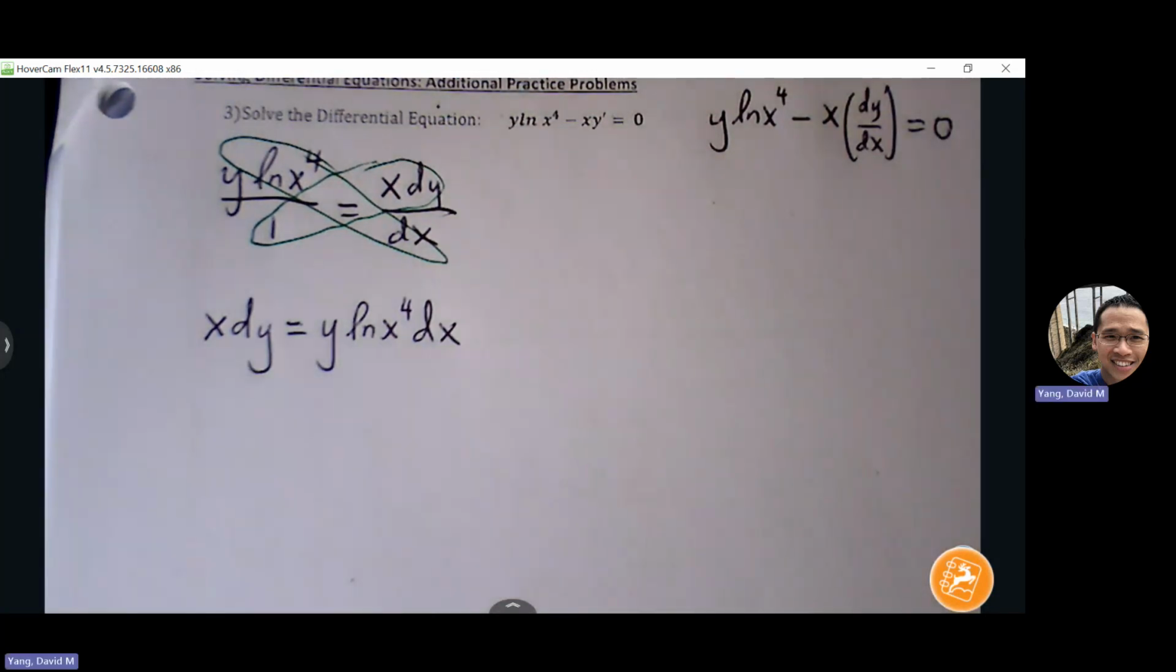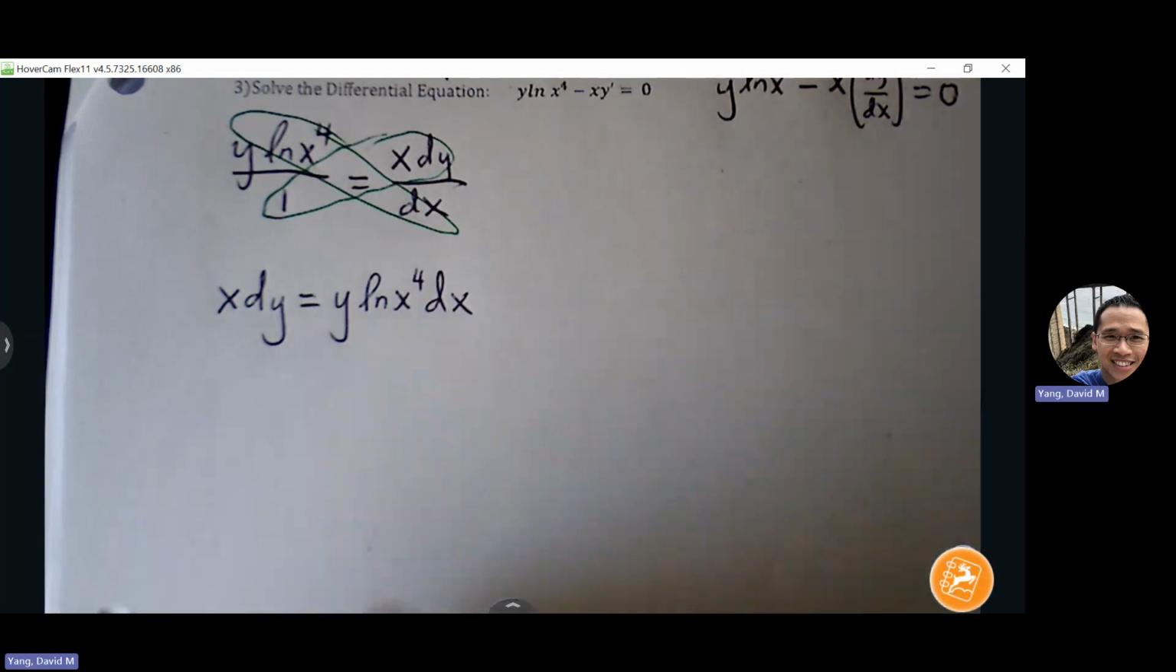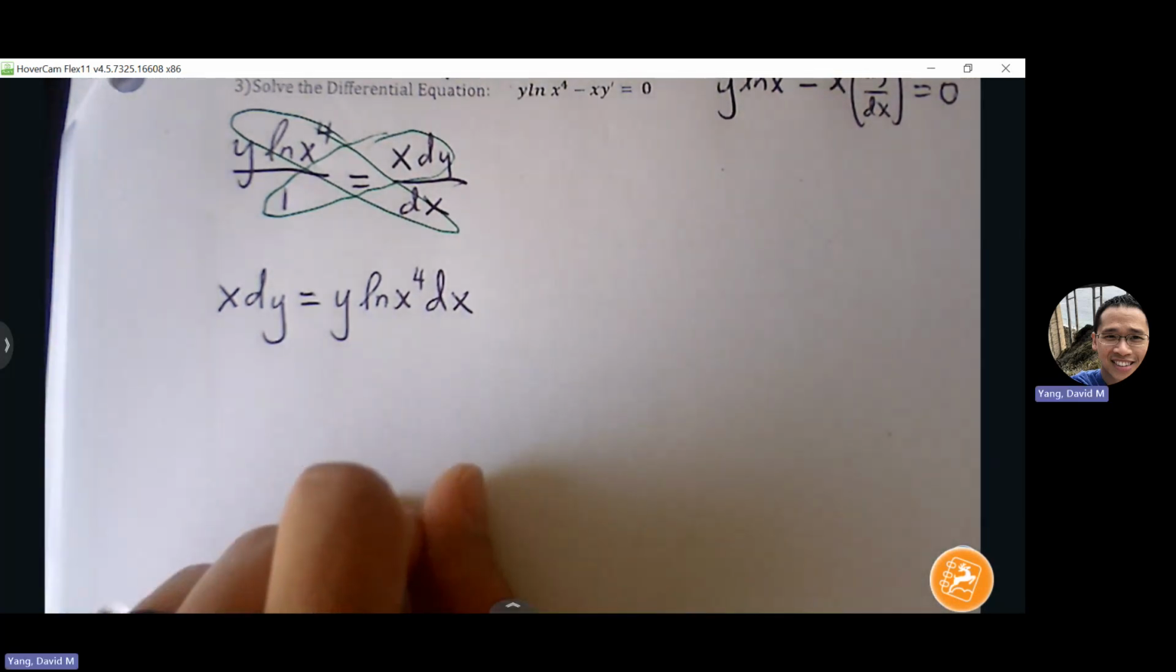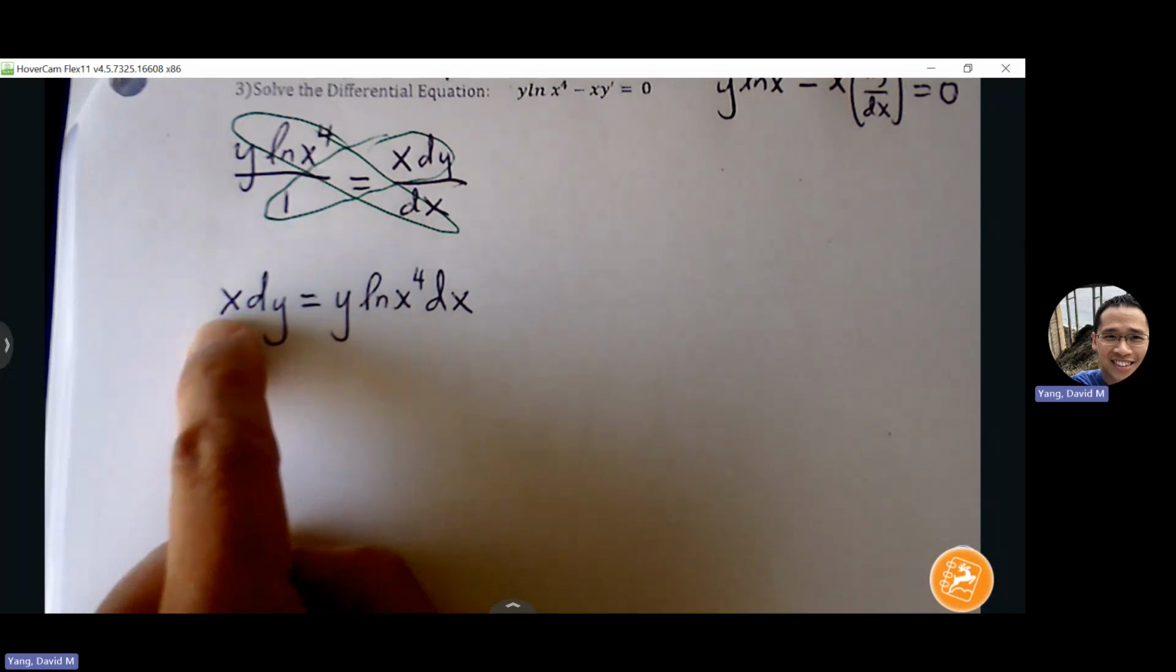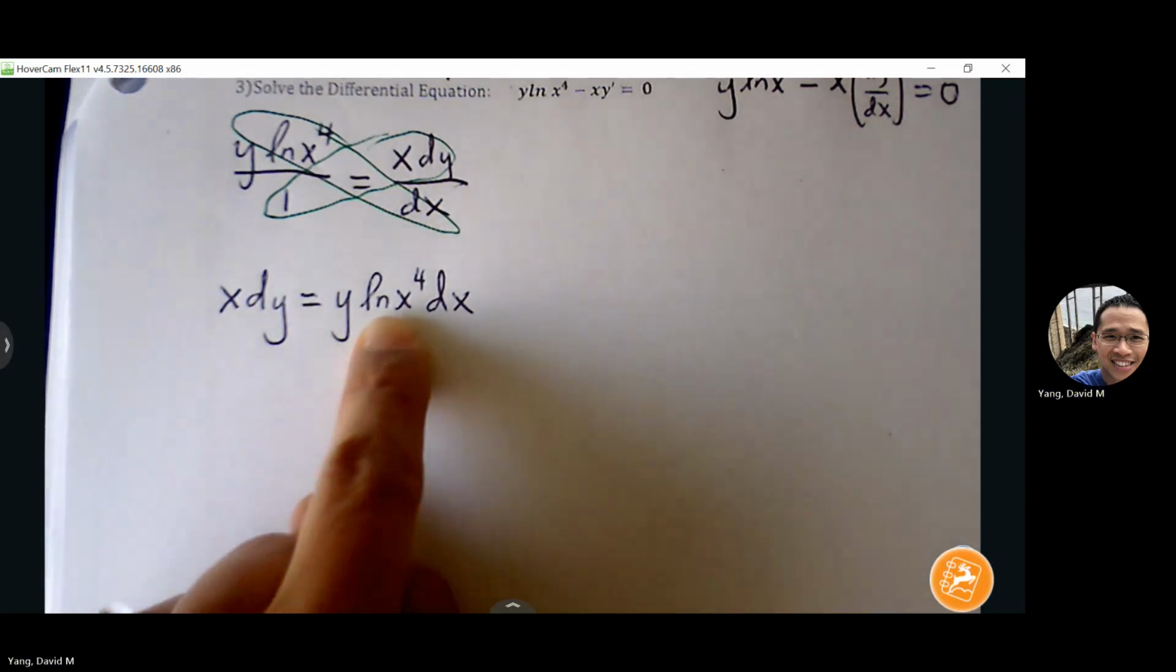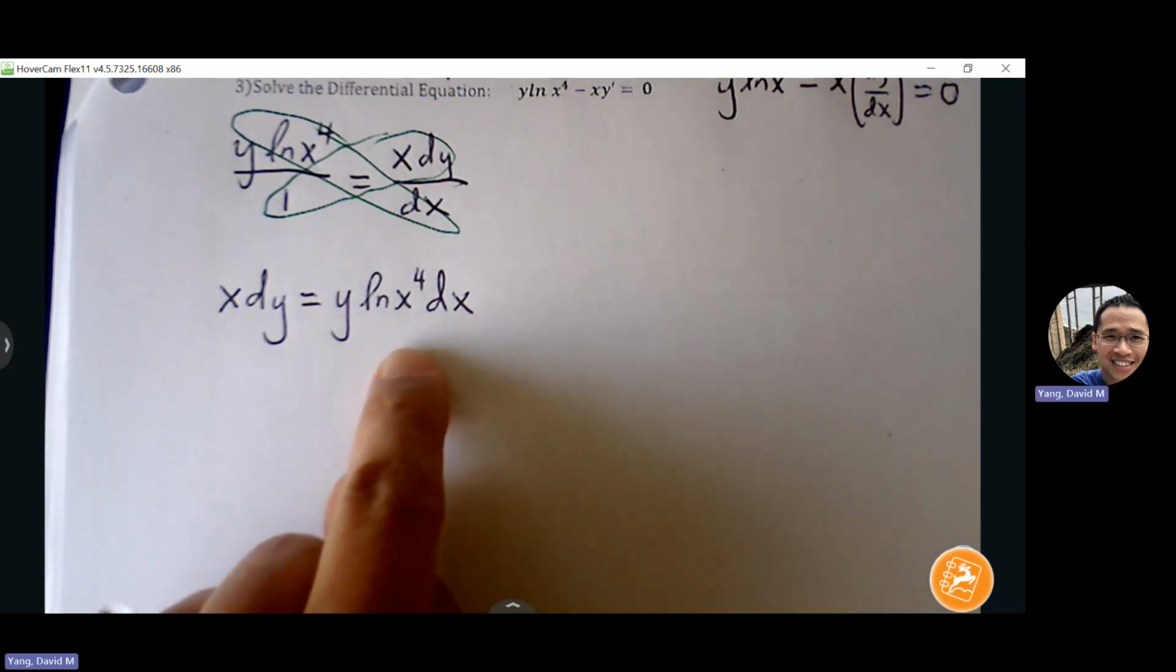Now we have to ask ourselves, okay, do we see full separation? Are the x's together on the same side and are the y's together on the other side? There's two things out of place. What's one thing that you notice? Yeah, the x, right? The x is in the wrong spot here. So we got to do what with the x? Divide. So where's it going to end up? Denominator. Okay, so we'll just keep that in our heads.